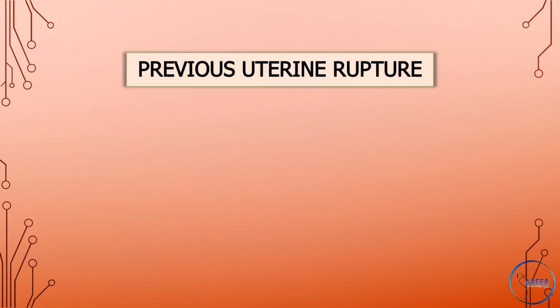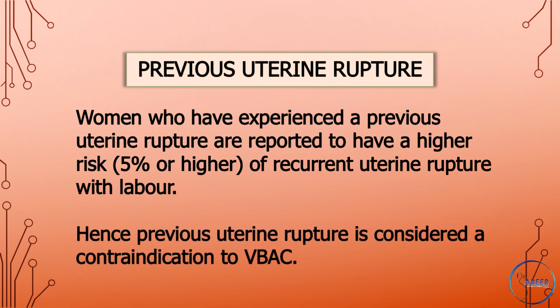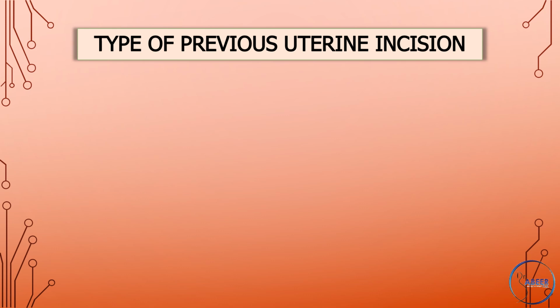Previous uterine rupture. Women who have experienced a previous uterine rupture are reported to have a higher risk, 5% or higher, of recurrent uterine rupture with labor. Hence, previous uterine rupture is considered a contraindication to vaginal birth after previous cesarean delivery. Type of previous uterine incision.